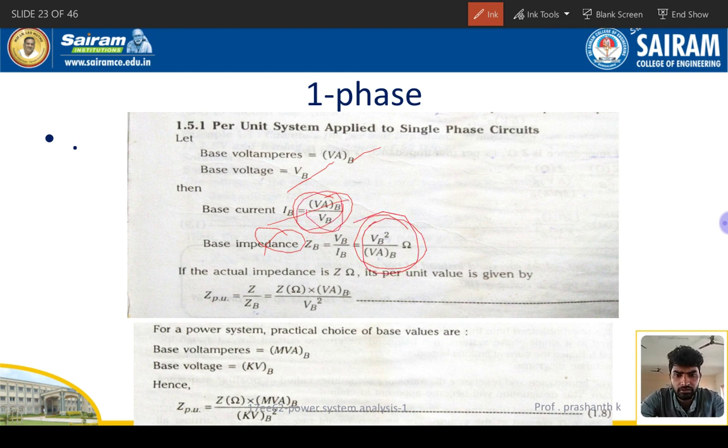The actual impedance is Z ohm, and the per unit value is given by ZPU equal to actual value Z divided by base value ZB. Substituting, you get Z ohm into MVAB by kVB whole square, or VAB divided by VB whole square. Power system components are always represented in megavolt ampere or kilovolt ampere. We all know that we generate at 11 kilovolts, and the ratings are in megavolt ampere or megawatts, like a 200 megawatt thermal power plant. So ZPU is equal to Z ohm into MVAB by kVB whole square, a standard formula. Keep it in your mind.